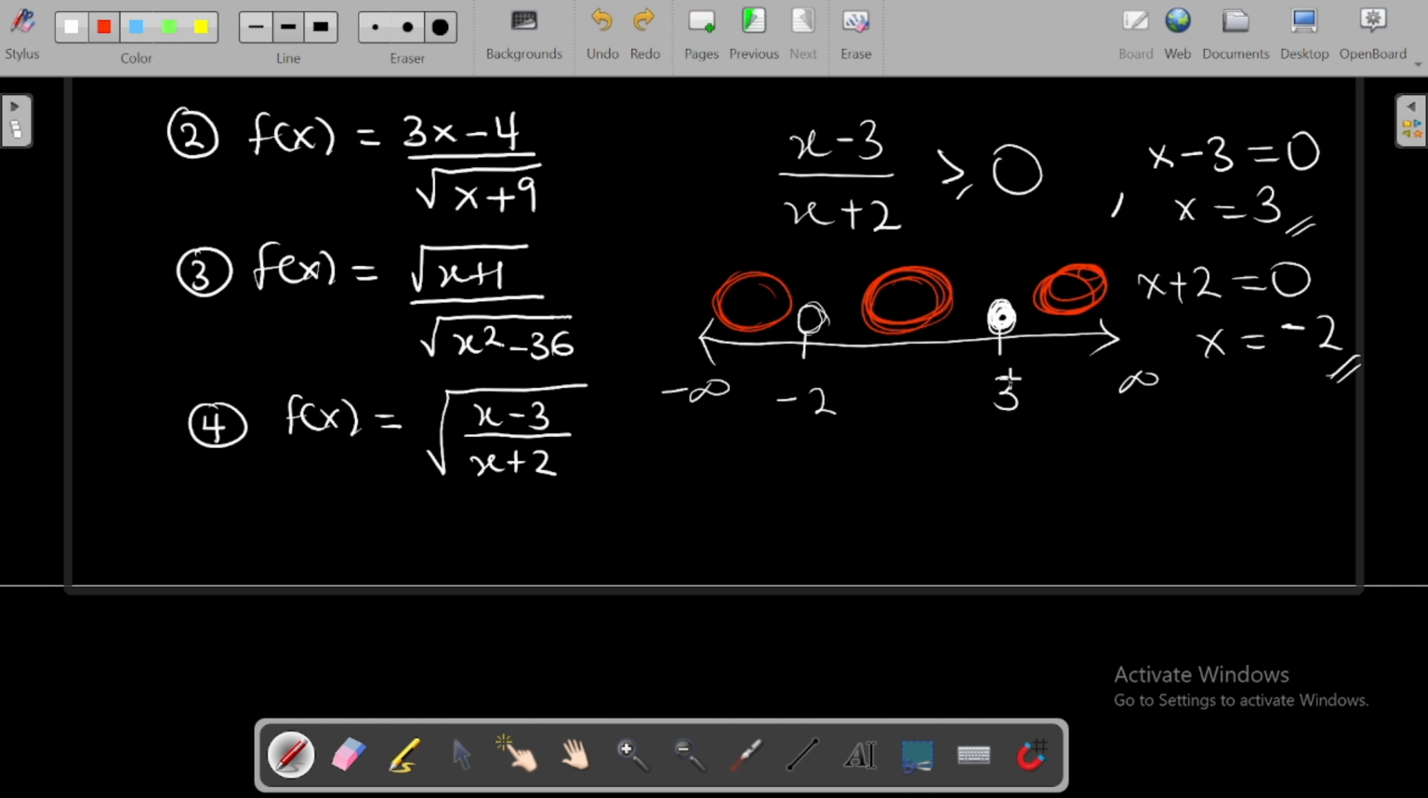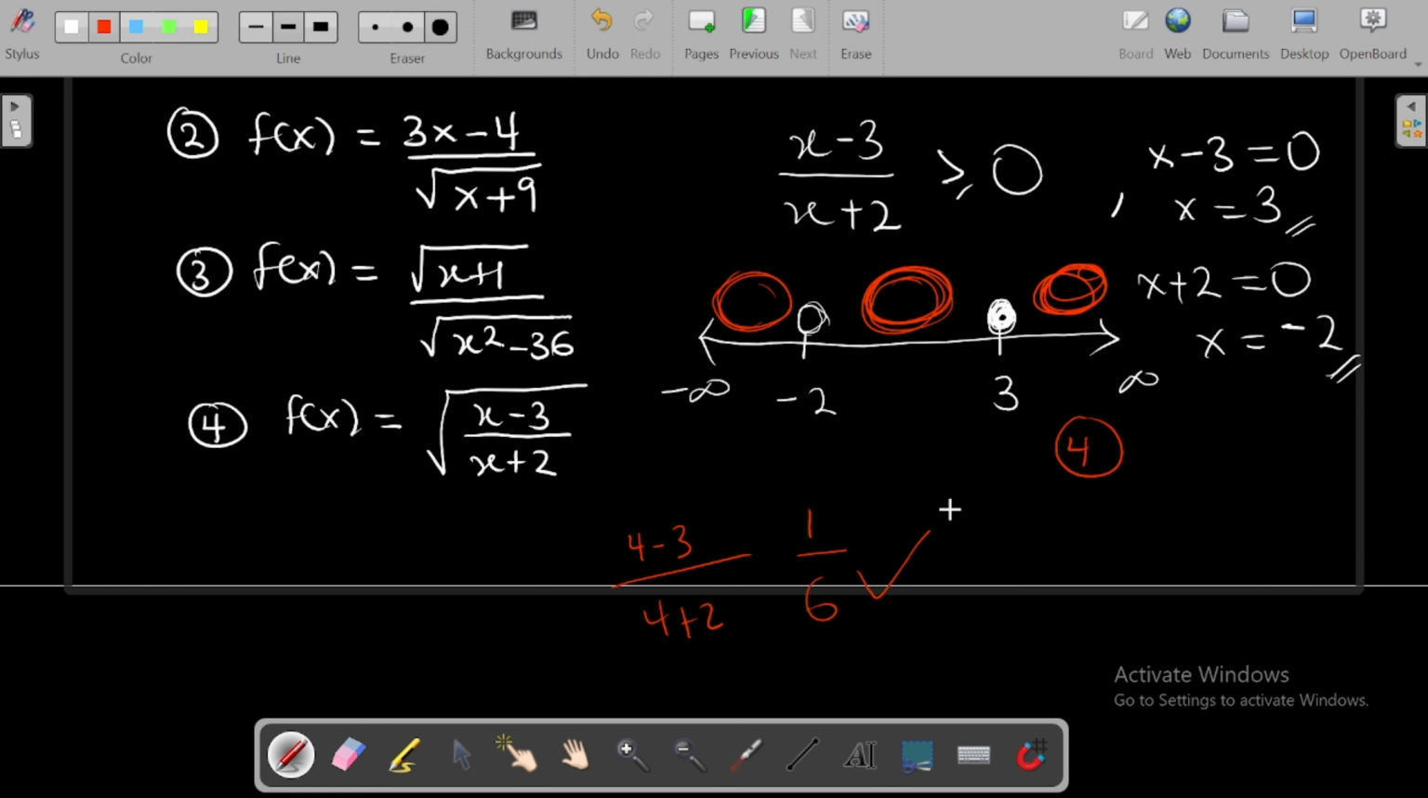So now let's take the first region, from 3 to infinity. Let's pick any number at all. So let's pick 4. If we put 4 into this equation, we'll get 4 minus 3 all over 4 plus 2. This will give us 1 over 6. Okay, 1 over 6 is greater than or equal to 0, right?